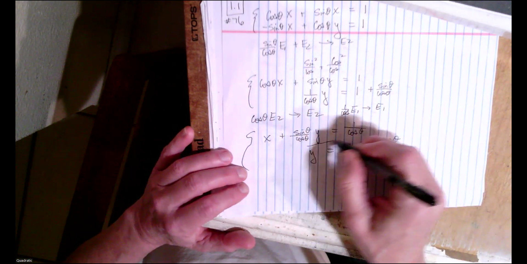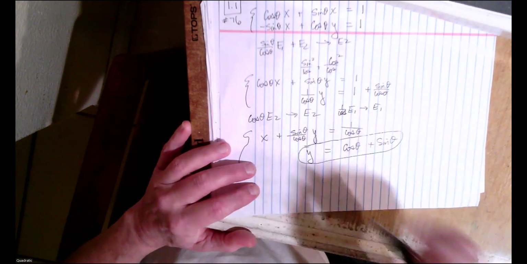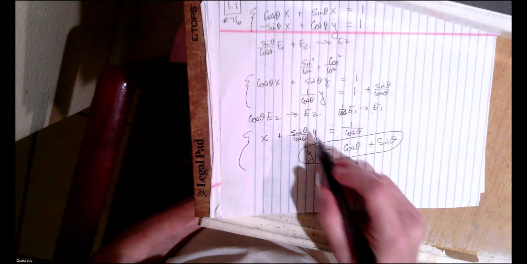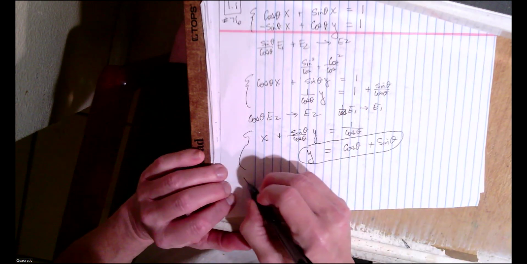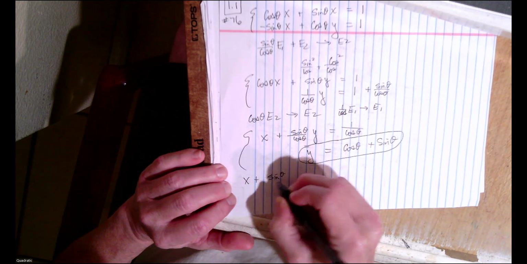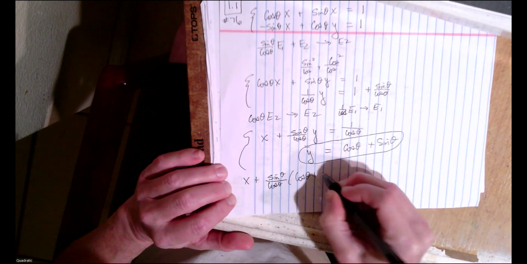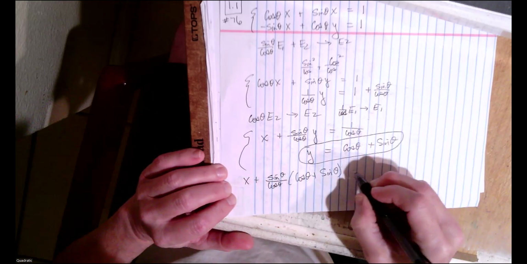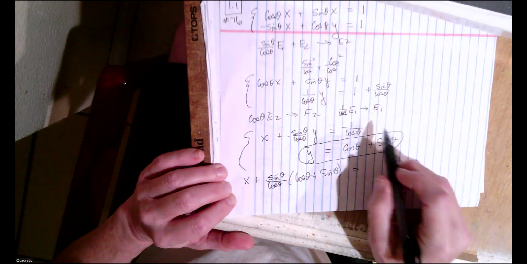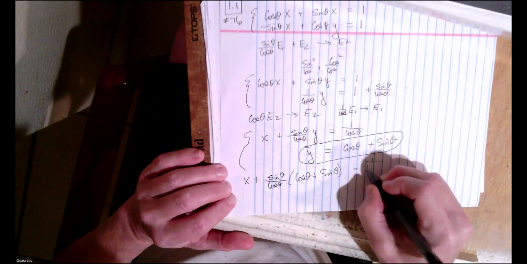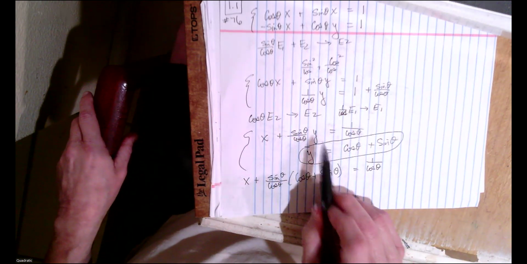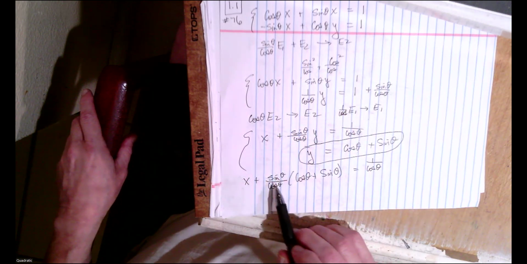Right away, I have my first solution, that y is equal to cosine theta plus sine theta. And now, the technique we use is that once I solve for y, I'm going to plug it into the top equation. So x plus sine theta over cosine theta times cosine theta plus sine theta equals 1 over cosine theta. Now notice that I'm not multiplying across the board by sine over cosine. I'm just taking the y and sticking it in there.